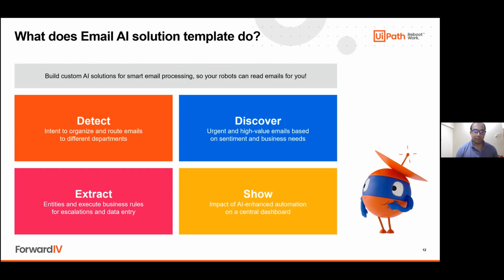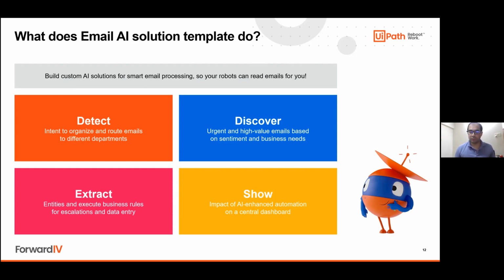So generally, think of extraction as data entry. After detecting the intent, most of the customer reps try to do data entry in some system and process the email. So that is the second piece of email AI. The third piece of email AI is discover. Okay, you can detect the intent, we can extract the entities, fill out a form, but sometimes humans have to be involved. And when humans have to be involved, let's try to bubble the important emails first.